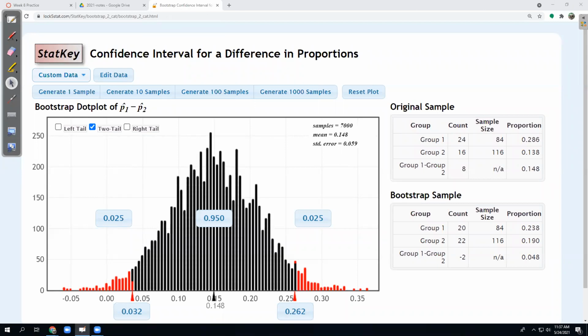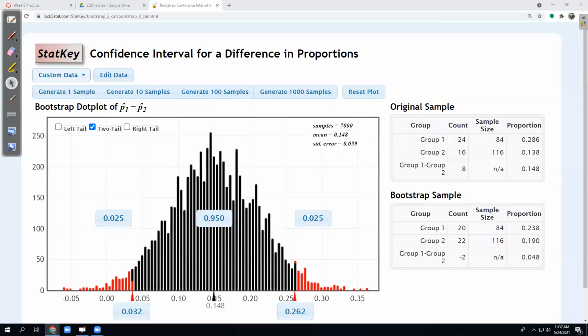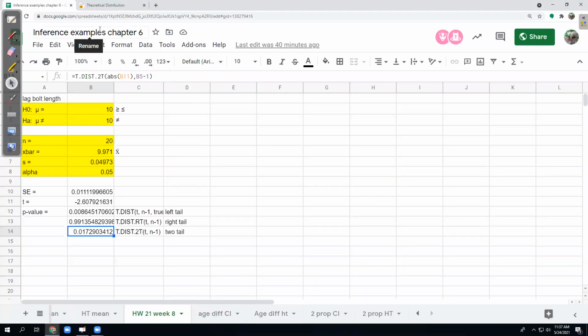So instead, let's see, I want to have everything that's important in one spot. So we're going to go back to that spreadsheet I've shared in many other videos. This one right here. So this is my inference examples from chapter 6. We're still in chapter 6, so I'm just going to keep adding to this.